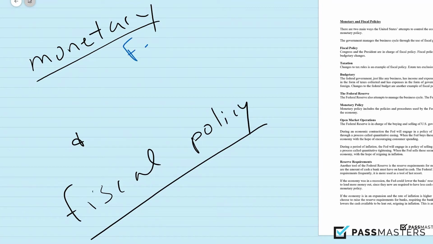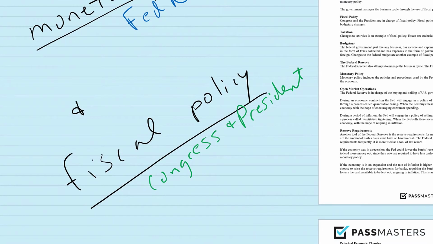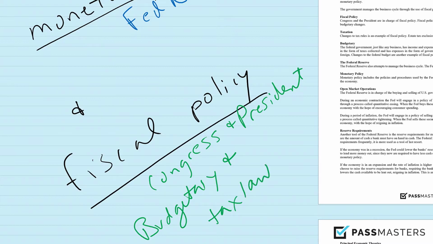So monetary policy set by the Federal Reserve. Fiscal policy set by Congress and the President. Fiscal policy is budgetary and tax laws. Monetary policy has lots of different components to it. So questions in this area, they'll give you examples and you will have to know which is which.